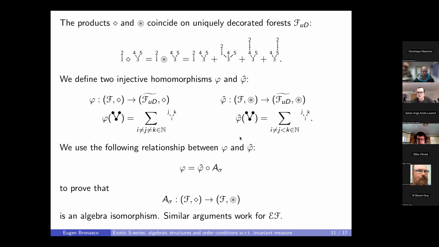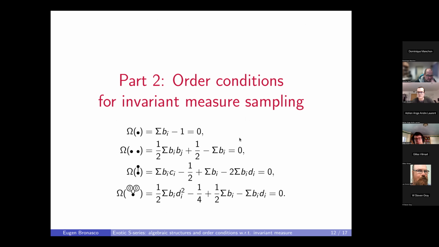Next, we can see that phi and phi hat are related in a simple way. So phi is equal to phi hat composed with a sigma. And that's where a sigma appears. These facts listed here are enough to prove that a sigma is actually an isomorphism. So it sends the Grossman-Larsen product to the dual of Konzen-Kreimer. And this argument is easy to extend, and we extend it to the space of exotic forests. Yes, and this finishes the first part.